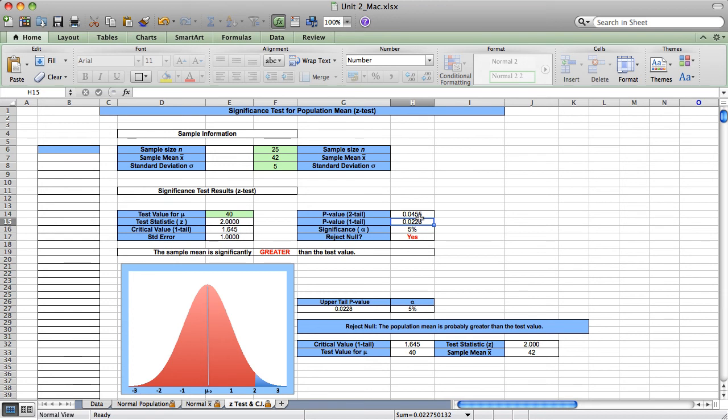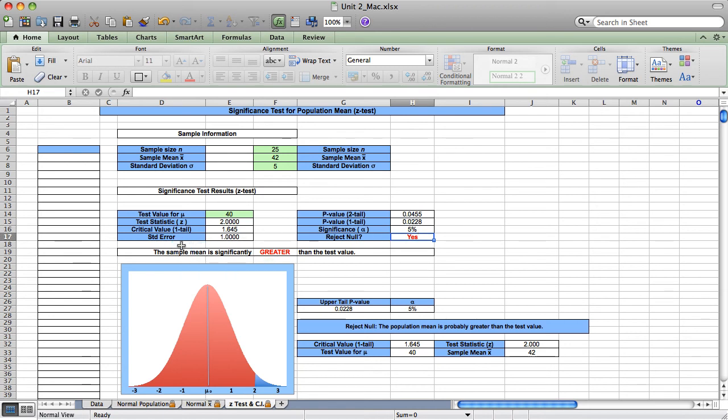So we either got a really unlucky sample mean, one with a probability or a p-value less than alpha, or the null hypothesis is false. So it's probably a better bet, based on the very low p-value, that the null hypothesis is not true and it should be rejected. In this case, because the p-value is less than alpha, we do reject the null hypothesis.